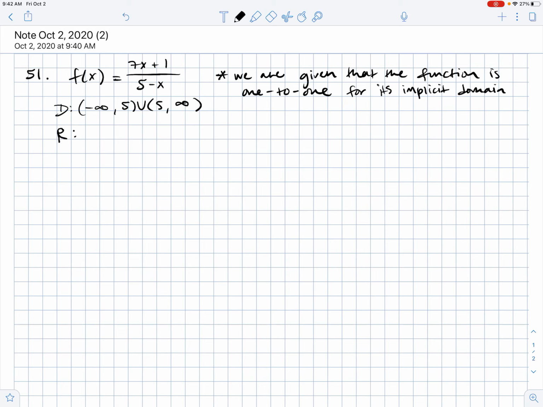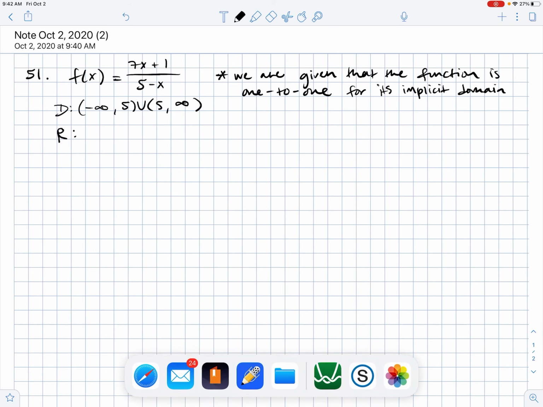So for number 51, we're given that the function is 1-to-1. Unless a domain restriction is explicitly stated, it means for its implicit domain. So basically, f of x equals (7x plus 1) over (5 minus x) is 1-to-1 for the domain negative infinity to 5 union 5 to infinity, so for all real numbers except for 5.